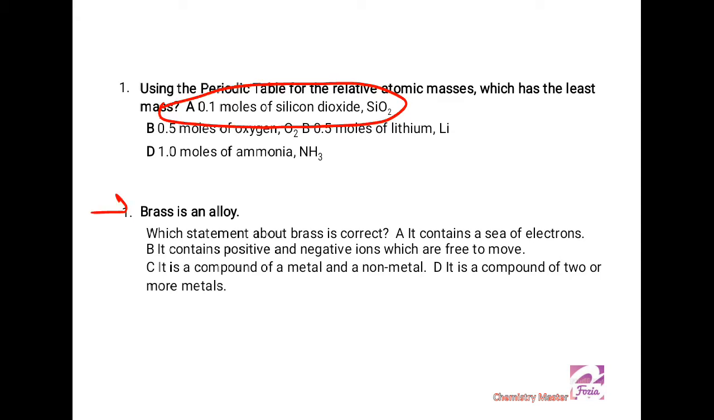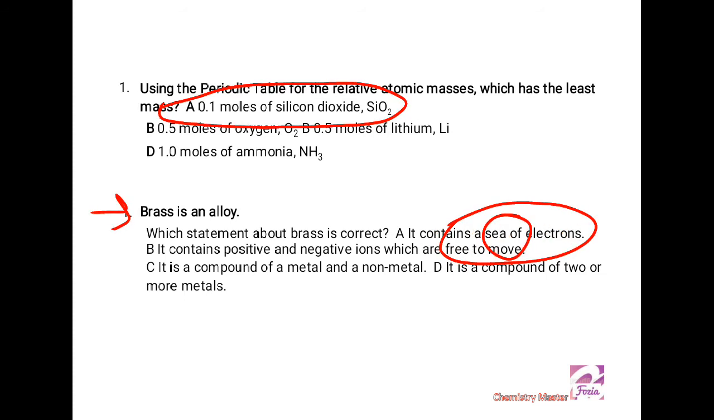Now another task: brass is an alloy. Yes, brass is an alloy of copper and zinc. Now again the question is, which statement about brass is correct? Option A, it contains a sea of electrons. When we talk about metallic bonds, we talk about mobile electrons as a sea of electrons which embeds the nuclei of all metallic atoms. But when we talk about an alloy, it's not the complete story.